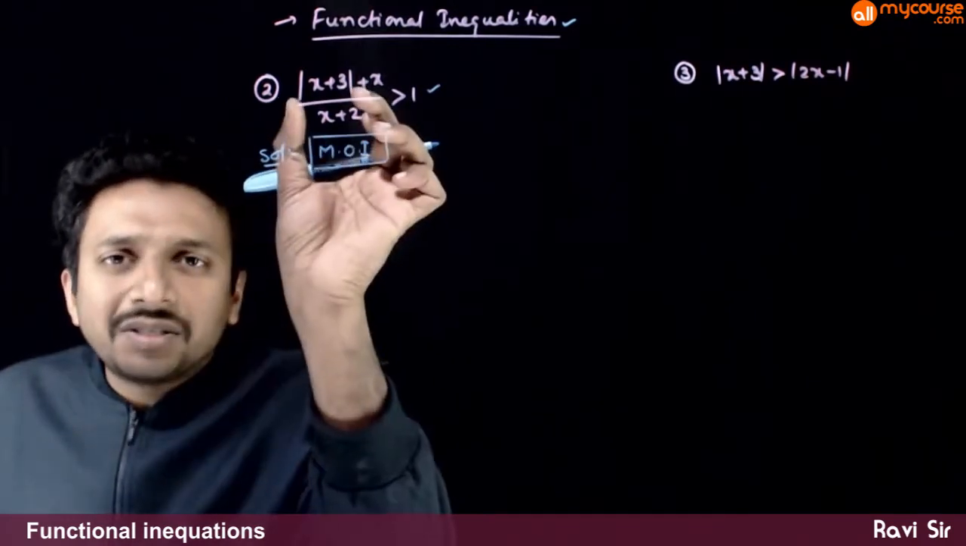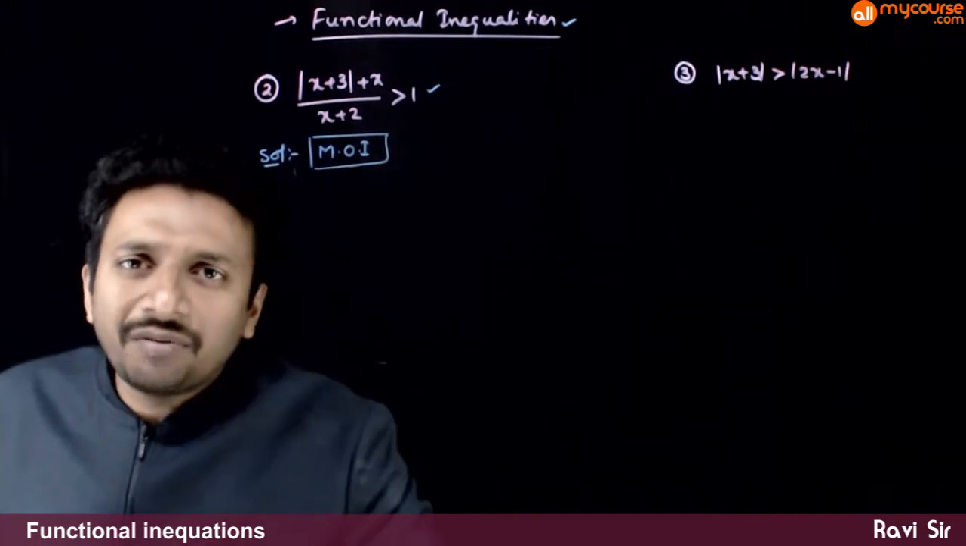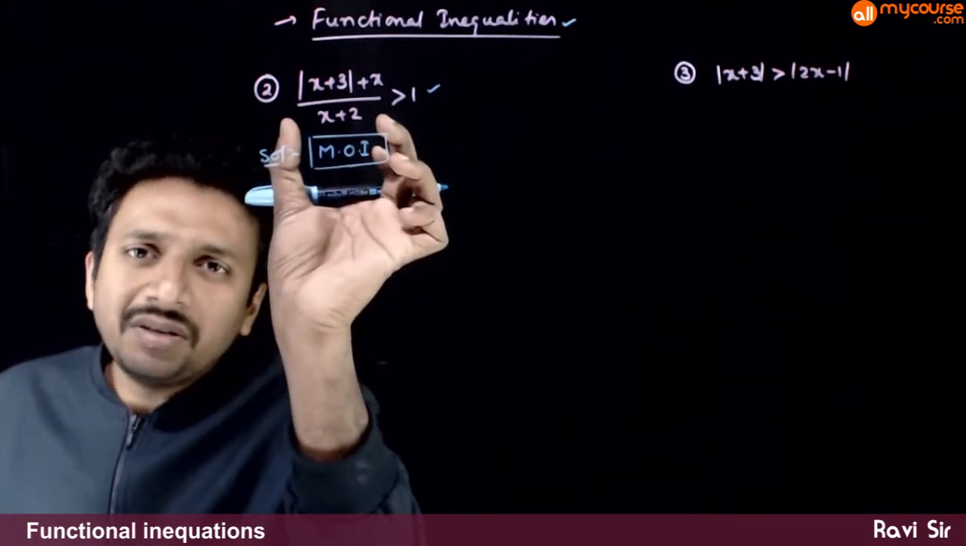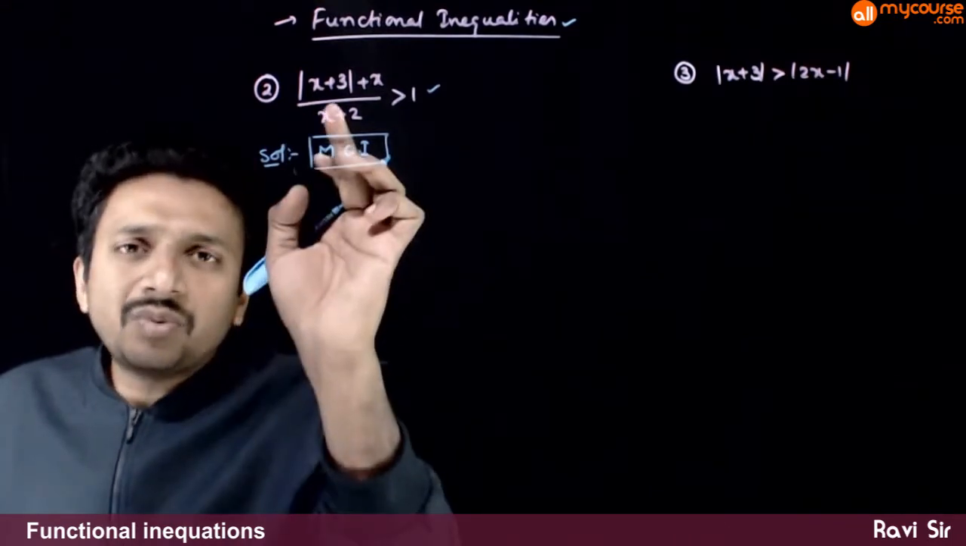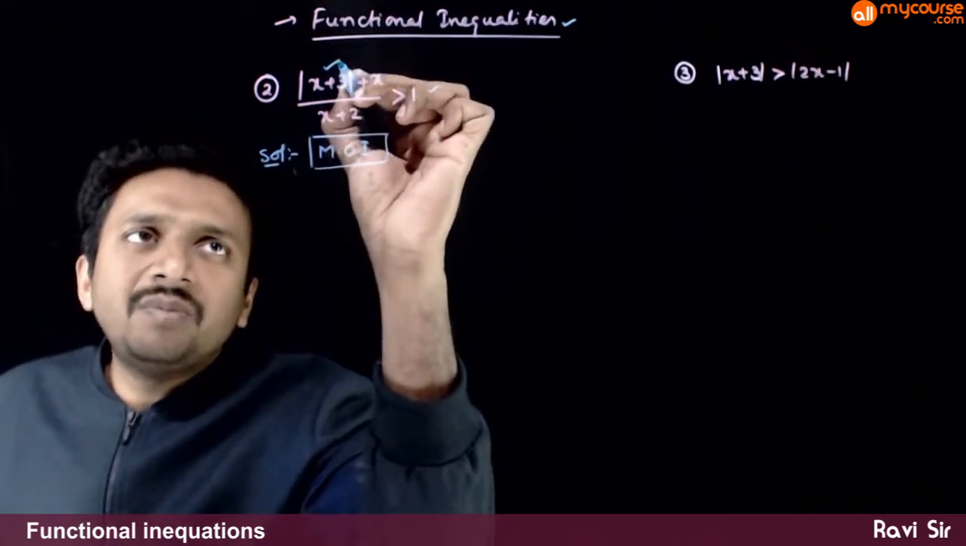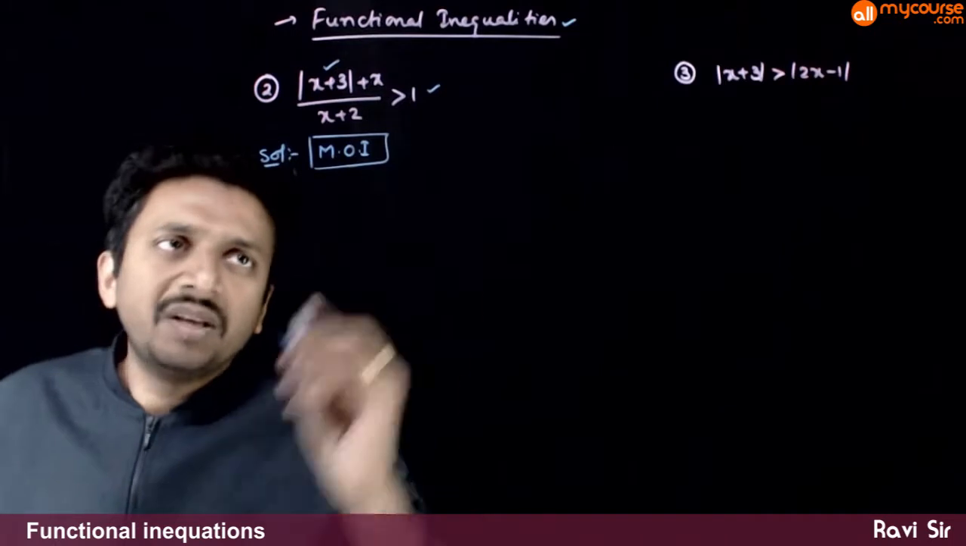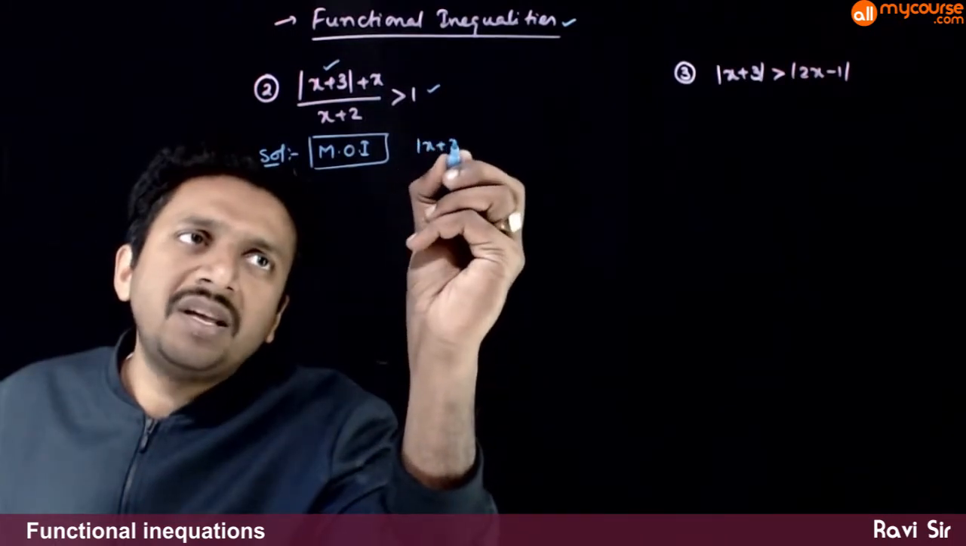So for mod functions, we use the method of intervals to simplify the function and then use wavy curve. So first what we do is, let me try to simplify this mod of x plus 3. So what is mod of x plus 3?